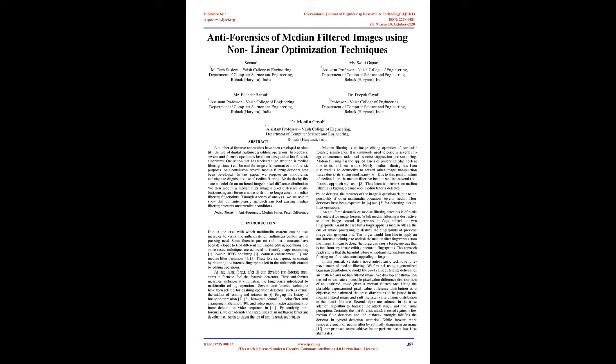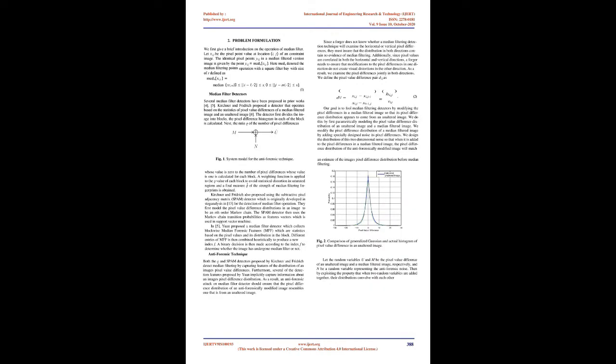In this paper, we propose a novel anti-forensic technique to remove traces of median filtering. We first propose using a generalized Gaussian distribution to model the pixel value difference distribution of an unaltered and median filtered image. We develop an estimation method to estimate a plausible pixel value difference distribution of an unaltered image given a median filtered one. Using the plausible estimated pixel value difference distribution as an objective, we estimate the noise distribution to be added to the median filtered image and shift the pixel value difference distribution to the plausible one. Several adjustments are enforced in the noise addition algorithm to balance the attack strength and the visual quality. Finally, the anti-forensic attack is tested against a few median filter detectors and the attack strongly fools the detectors in typical detection scenarios. While previous work removes traces of median filtering by optimally sharpening an image 12, our proposed approach achieves better performance at low false alarm rates.